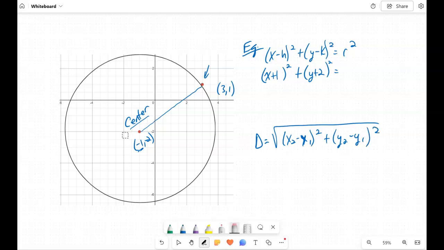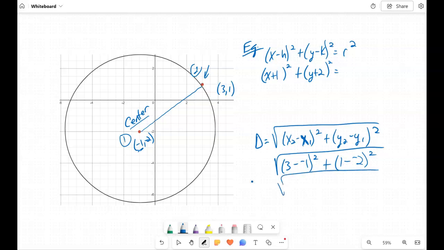So if I treat this, we'll call this point number 1, and we'll say this is point number 2. So x2 will be 3 minus x1, which is -1, squared, plus y2, which would be 1, minus y1, -2, squared. All right, clean this up.